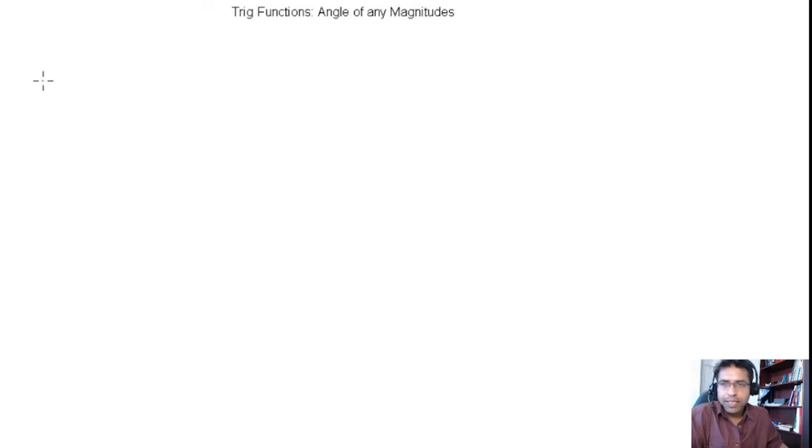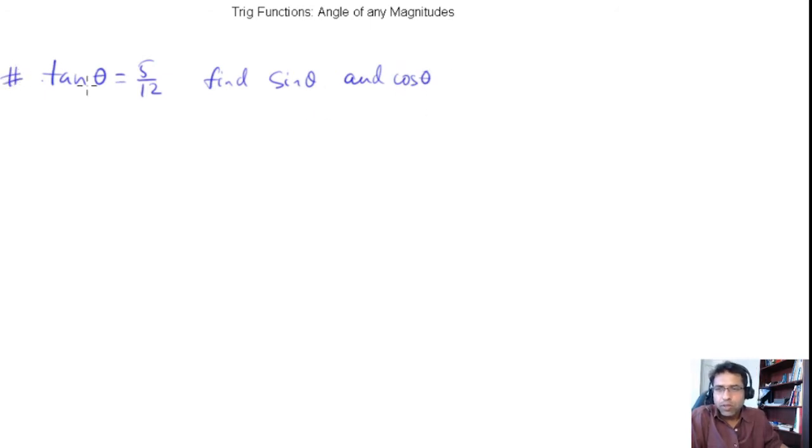Let's say tan theta equals 5 over 12, and find sine theta and cos theta. Okay, so this is the question. That question is often asked.